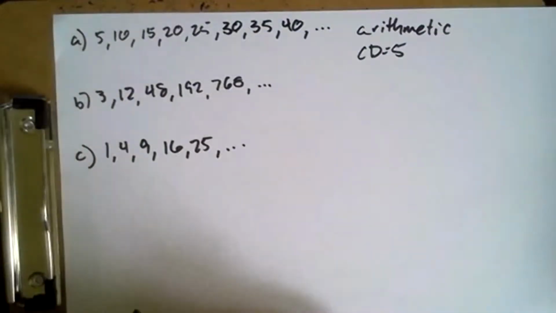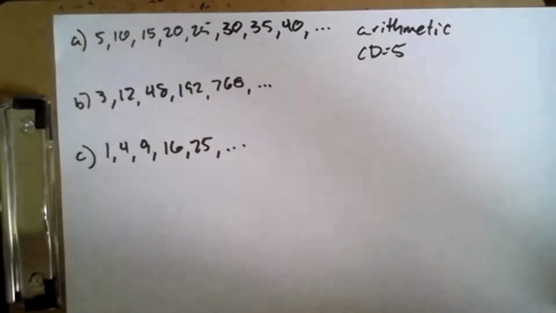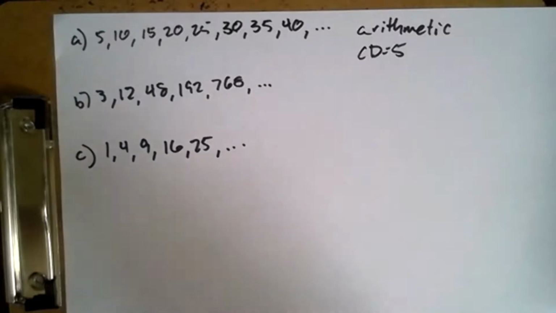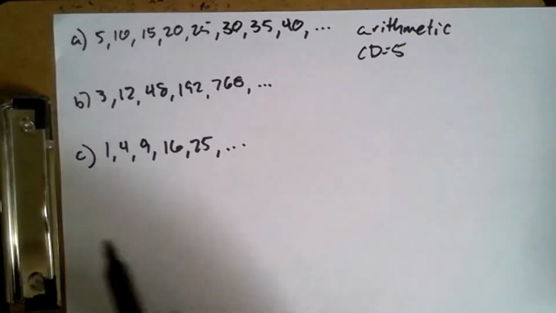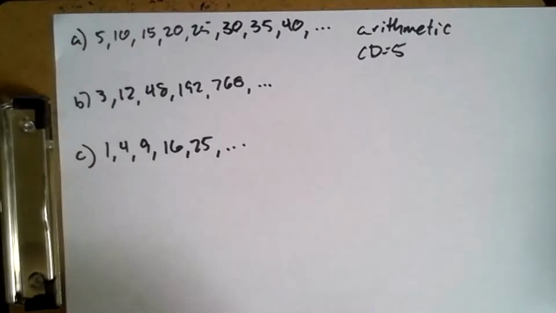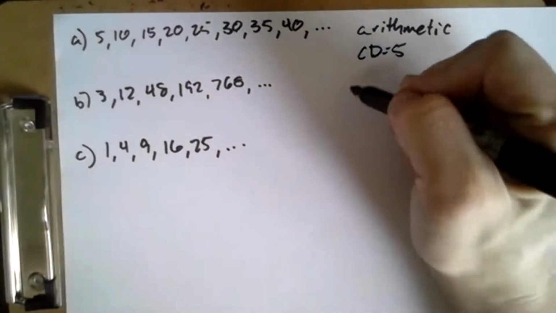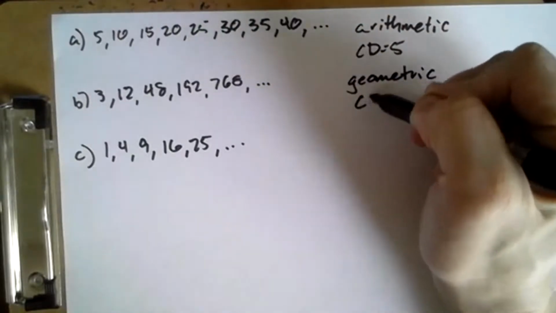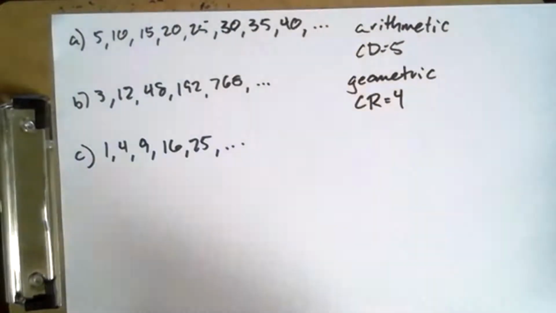For the next one here, we've got 3, 12, 48, 192, 768. So the difference between 12 and 3 is 9. But the difference between 48 and 12 is 36. So they don't have the same difference. This can't be an arithmetic sequence. The ratio of 12 to 3 is 4. The ratio of 48 to 12 is 4. The ratio of 192 to 48 is 4, and so on. So this is a geometric sequence with a common ratio of 4.